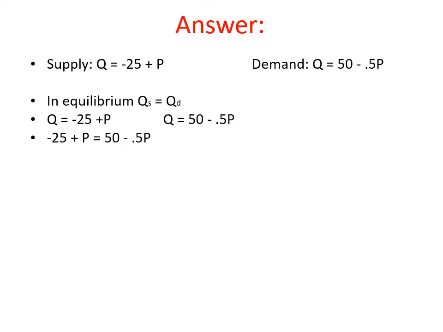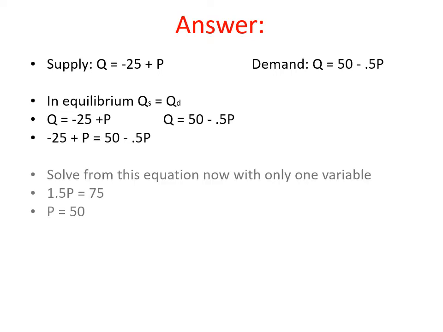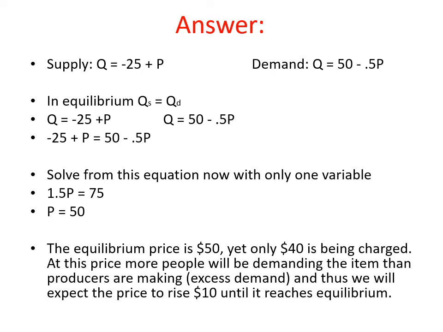And then from there, now that we have just one variable isolated, we can go on to the next step and we can solve this equation with just one variable. We can reduce everything down. In this case, the equilibrium price is $50. At least that's what it should be. So the equilibrium price is $50.